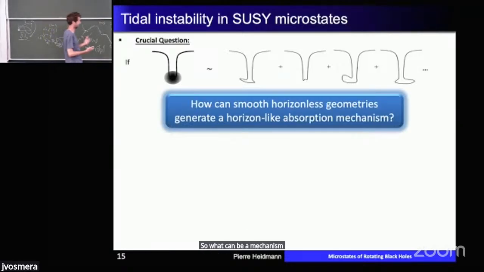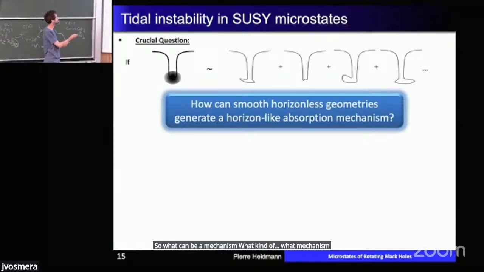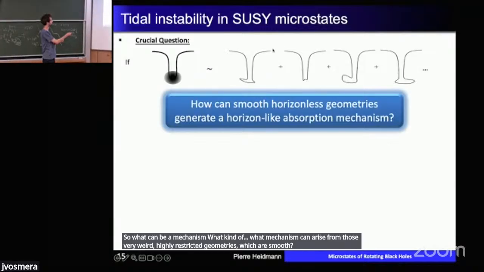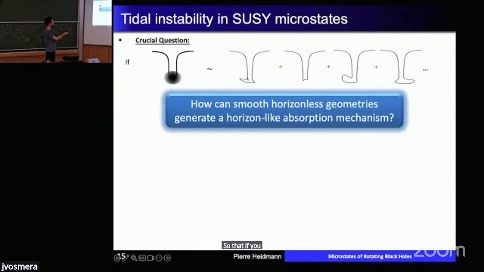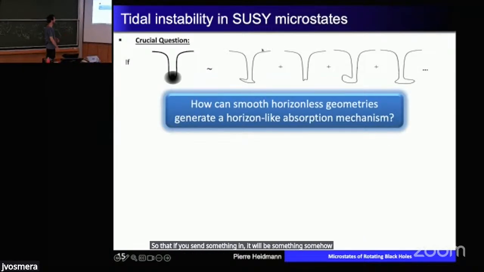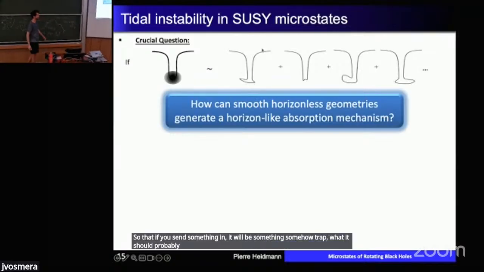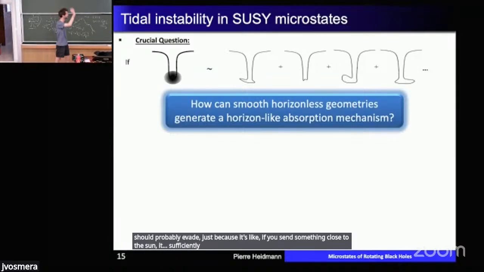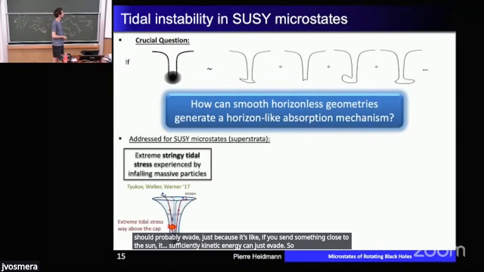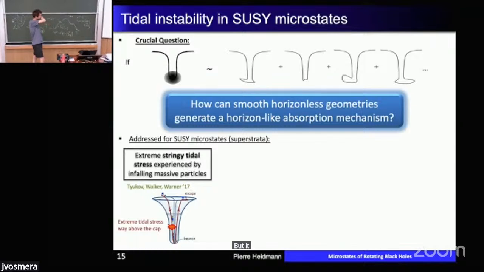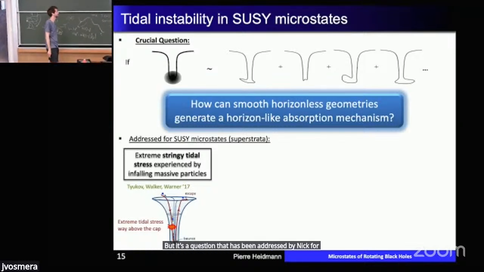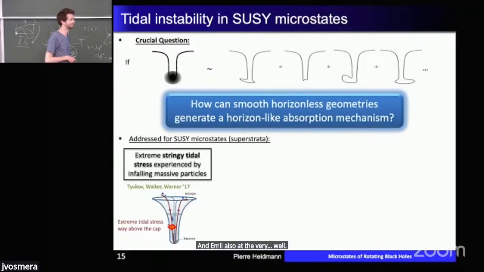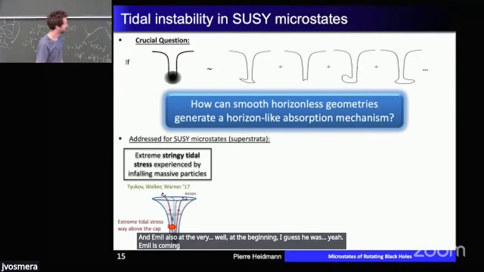What mechanism can arise from those very weird, highly redshifted geometries which are smooth, so that if you send something in, it will somehow be trapped, when a priori it should evade? Because if you send something close to the sun with sufficient kinetic energy, it can just evade. So what happens for those geometries? It's a question that has been addressed by Nick for supersymmetric microstates, and Emil too.